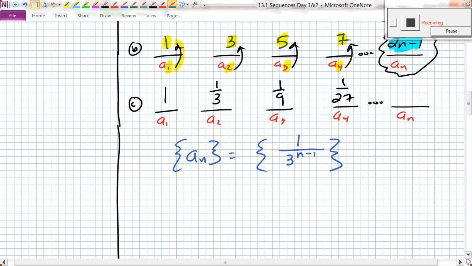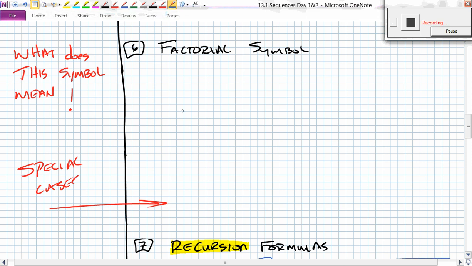Crazy, huh? So the answer would be 1 over 3 to the n minus 1. You'll get better. Yeah, that's all that means. So the factorial symbol means like this: n, and then factorial, n factorial.